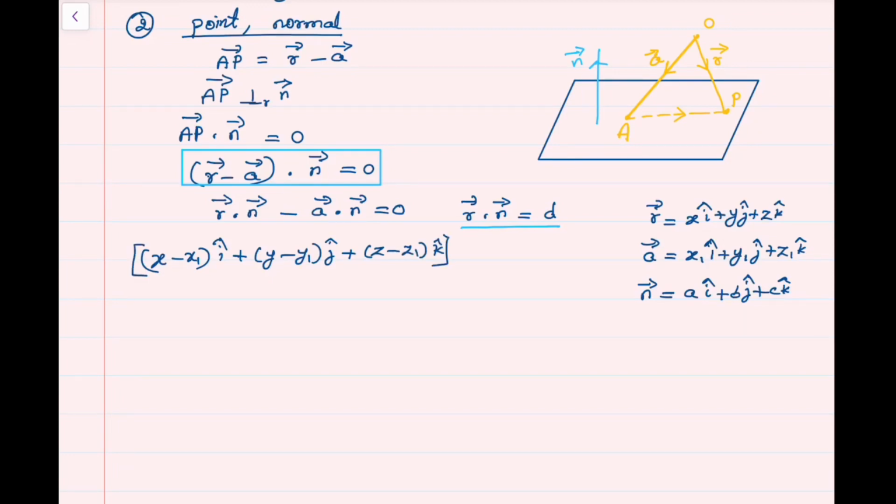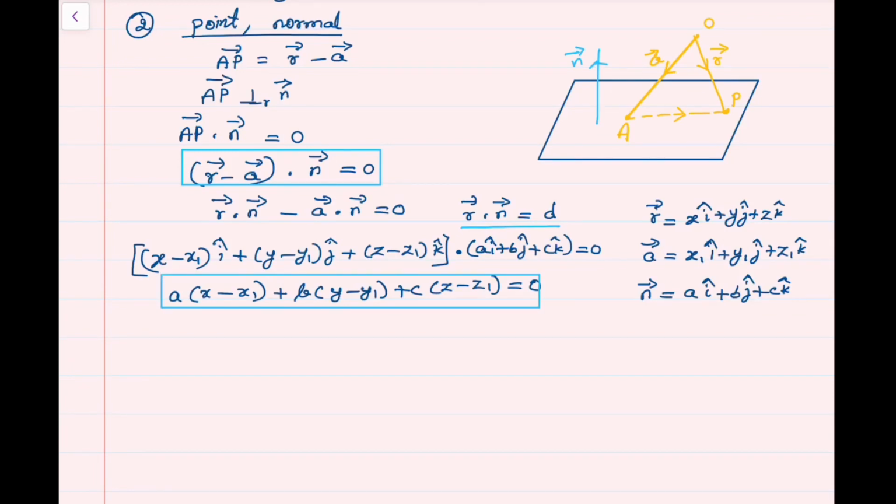Dot vector n, which is ai plus bj plus ck, and equal to 0. Let us do the dot product. A times (x minus x1) plus b times (y minus y1) plus c times (z minus z1) equal to 0. This is the Cartesian equation of a plane when you know one point and normal vector to the plane.